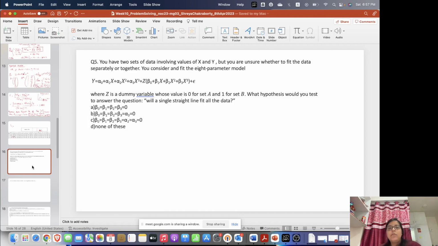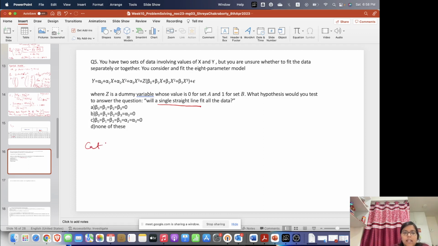So we have two sets of data involving values of x and y, but we are unsure whether to fit the data separately or together. Let us consider fitting an 8-parameter model where z is a dummy variable whose value is 0 for set A and 1 for set B. What hypothesis would you test to answer the question, will a single straight line fit all the data?